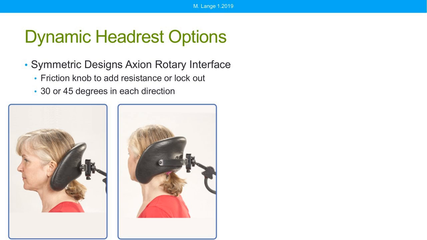This is from Symmetric Designs, and it's called the Axion Rotary Interface, and it allows the client to rotate their head side to side. It's often used with a head support that they also offer called the Savant with a forehead strap. And this would be for a client who has very limited head control, but still providing a way of turning the head. If you don't keep your head in contact with the pad, it won't turn with you.